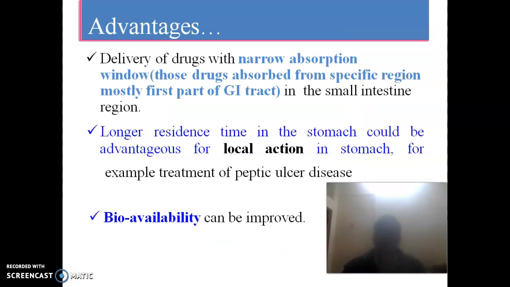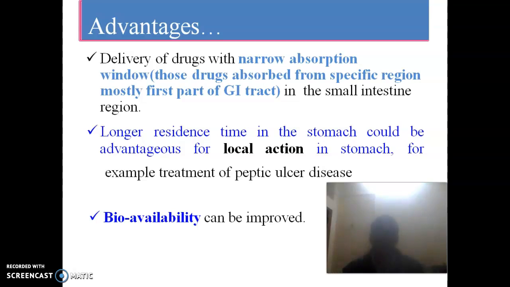So what are the various advantages of this? Very first is narrow absorption window. Narrow absorption window means those drugs absorbed from a specific region, mostly the first part of the GI tract. Narrow means what? Specific. And what is the specific region? That is the first part of the GI tract. Second, longer residence time in the stomach could be advantageous for local action. In case of peptic ulcer, this disease is specific to the stomach, and we can give this drug delivery to local diseases like peptic ulcer, and this dosage form will show local action.